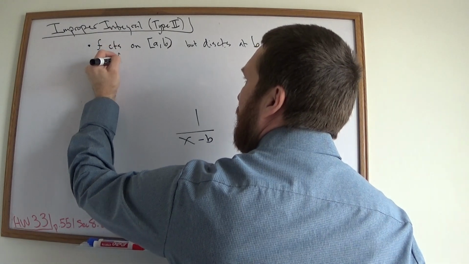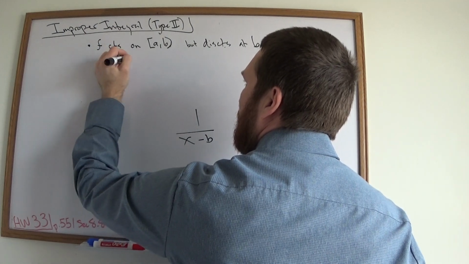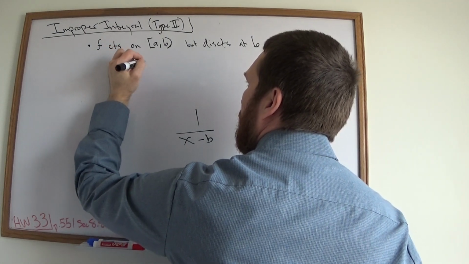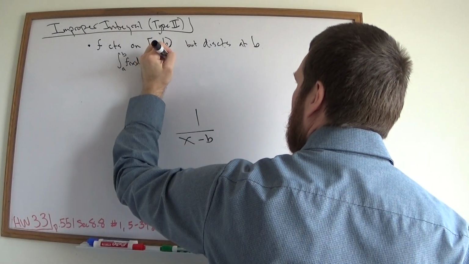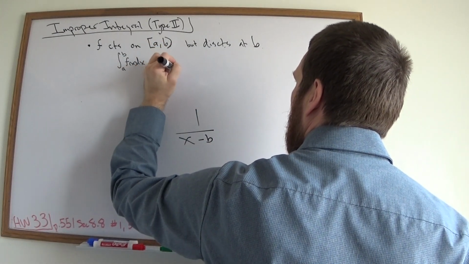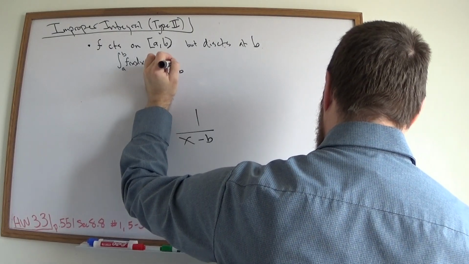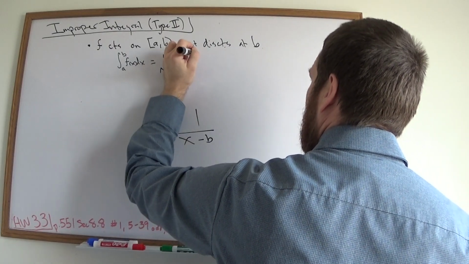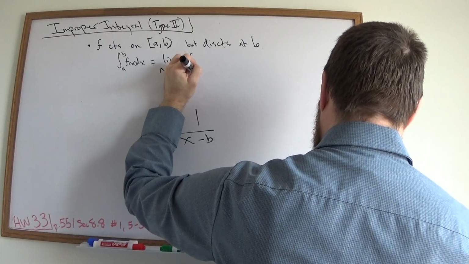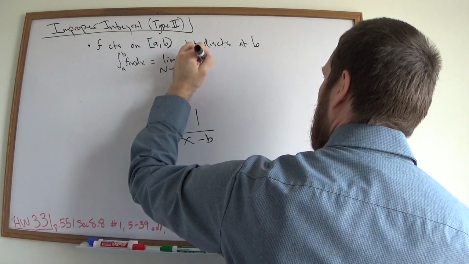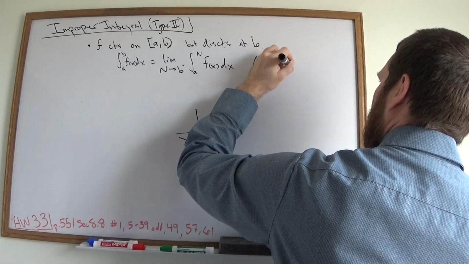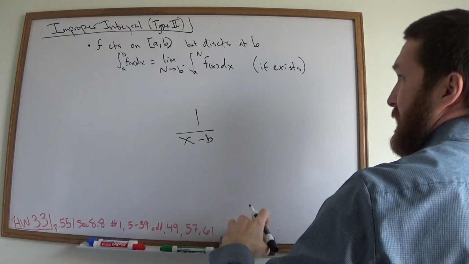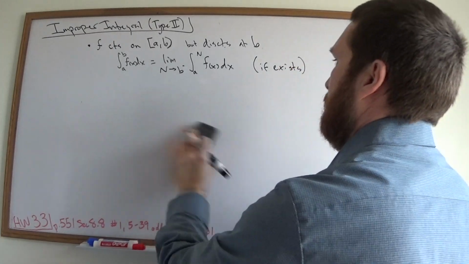So then, this integral from a to b, we will define as the limit as n goes to b from the left, of the integral from a up to n of f of x dx, if it exists. Otherwise it doesn't exist, it diverges, and we're done.